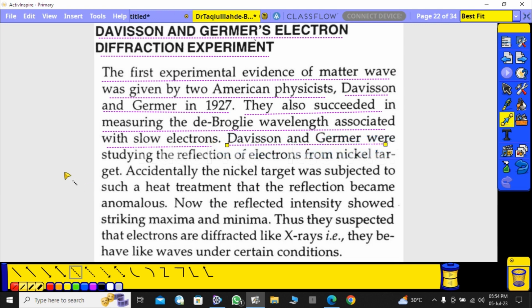Davisson and Germer were studying the reflection of electrons from a nickel target. Accidentally, the nickel target was subjected to such a heat treatment that reflection became anomalous. Now the reflected intensity showed striking maxima and minima. Thus, they suspected that electrons are diffracted like X-rays. They behave like a wave under certain conditions. We know the diffraction experiment from our light chapter. If light is allowed to pass through a small aperture or small opening, the light will bend into the geometrical shadows, and a pattern of alternate light and dark fringes will form. These types of things were observed in this experiment. So they concluded that electrons also behave like waves, diffracted like X-rays.